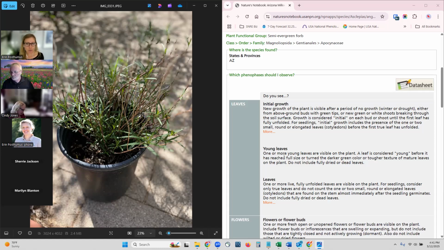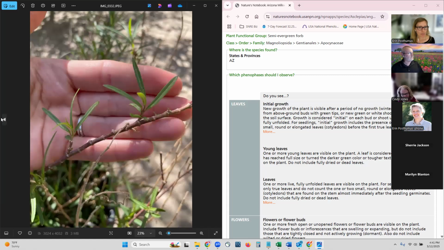This one says one or more young leaves are visible on the plant. A leaf is considered young before it has reached full size or turned the darker green color or tougher texture of the mature leaves on the plant. Do not include fully dried or dead leaves. So I'm going to show you a little bit more of a close-up photo of some of the leaves on this plant. And let me know what you think in the chat. Would you say yes for this young leaves question?